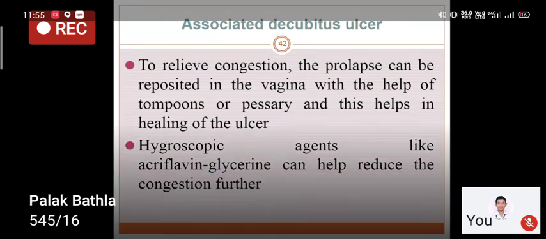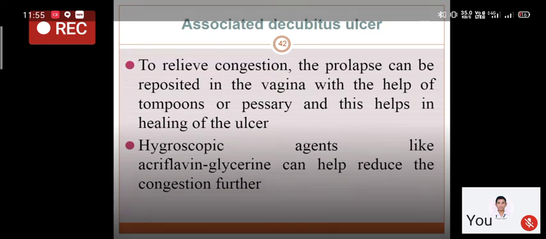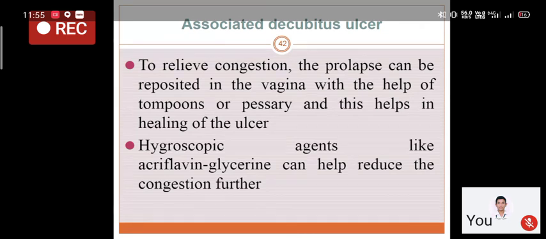And then the other thing, what is the symptomatology of the prolapse? What are the complications of prolapse? And what are the preventive measures which can be taken for occurrence of prolapse?